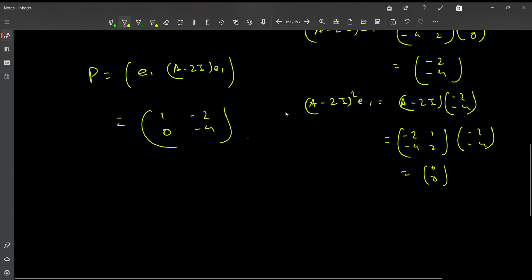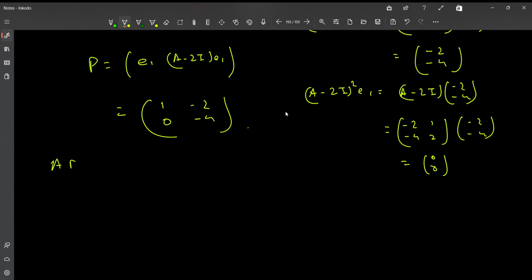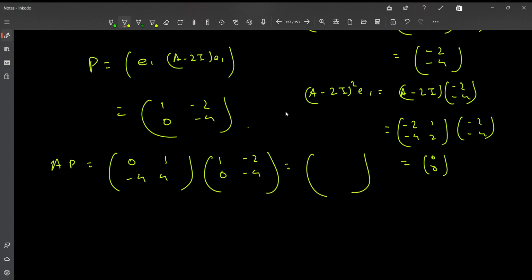Let's calculate AP. So what is A given? A is 0, 1, minus 4, 4. And P we have got 1, 0, minus 2, minus 4. So this is basically 0 times 1, 1 times 0, 0. 0 times minus 2, 1 times minus 4, minus 4. Minus 4 times 1, minus 4 times 1 and 4 times 0, minus 4. And here you have minus 4 times minus 2, so it's 8, and minus 16, so it's minus 8.